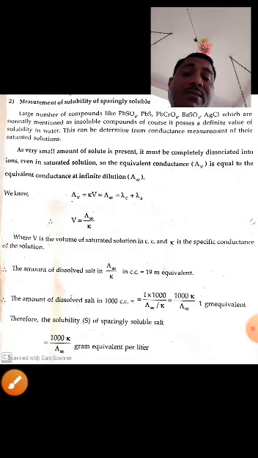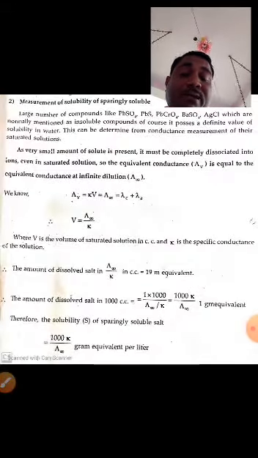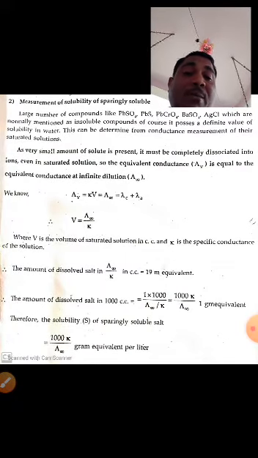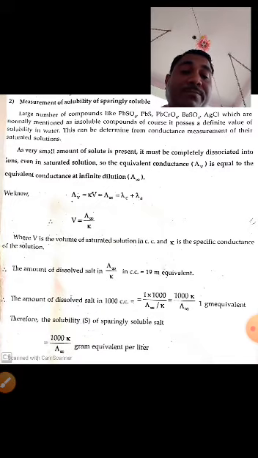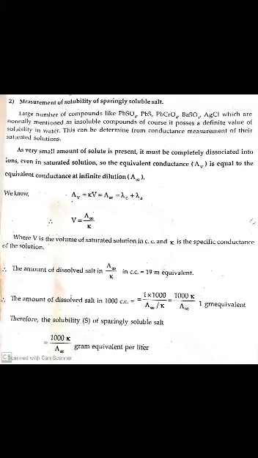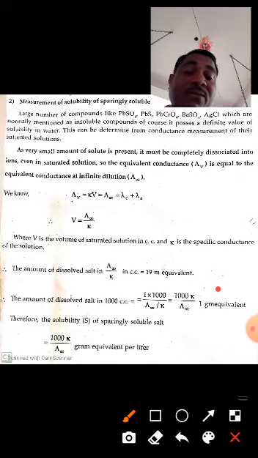The amount of dissolved salt in 1000 cubic centimeters can be calculated by using the formula 1 by V into 1000. That means 1 by lambda infinity divided by K, into 1000. This equation becomes 1000 K divided by lambda infinity gram equivalent.